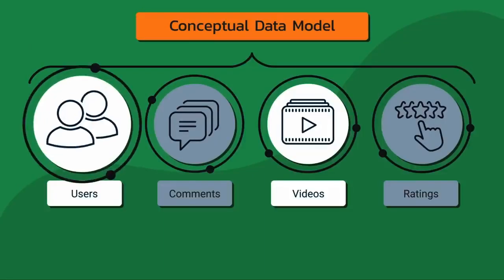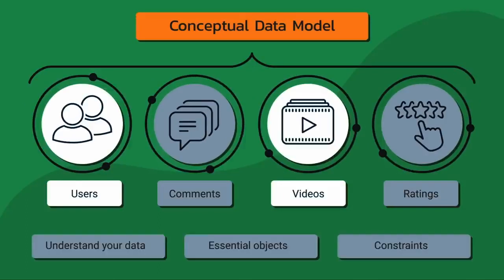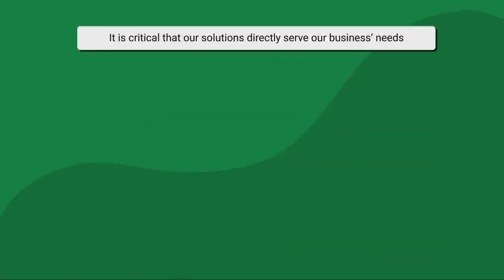For example, users, comments, videos, ratings, etc. The purpose of a conceptual data model is to identify what type of data is contained in the model itself. From here, you can extrapolate the essential objects and constraints that the data types would additionally require. It is important that you capture all different views of your model while conceptualizing your data model.